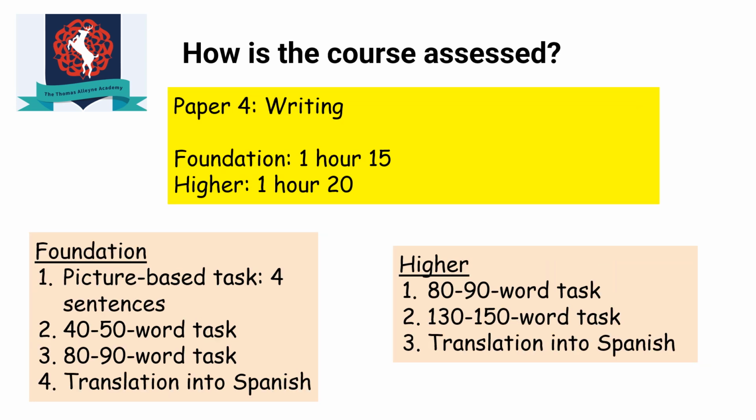The writing exam is different depending on whether you're doing a foundation or a higher. Both tiers have an 80 to 90 word task with 4 bullet points. The foundation task obviously is much easier. It's got a little picture where you need to write 4 sentences. Then they've got a 40 to 50 word task, very, very simple, to write a simple paragraph, and the translation into Spanish this time, the other way around.